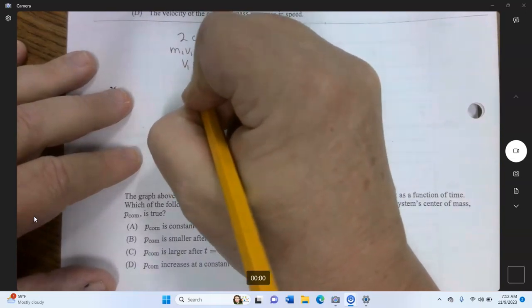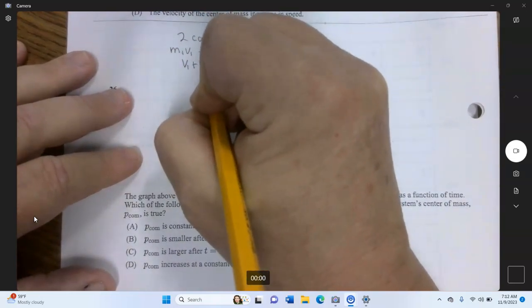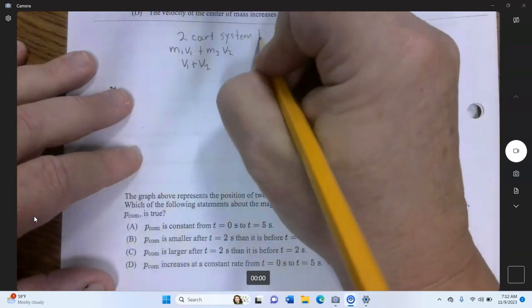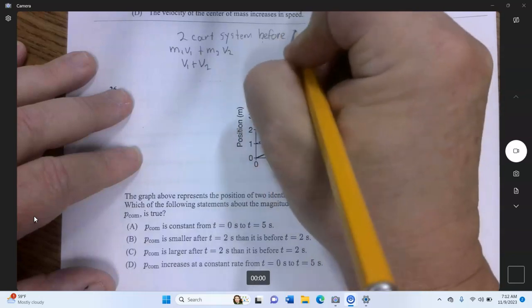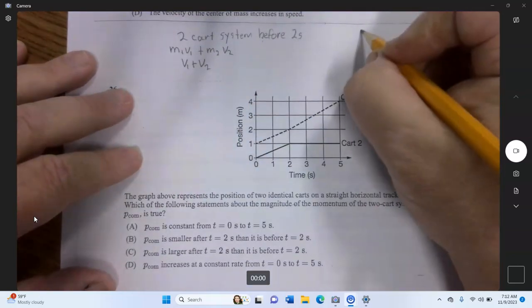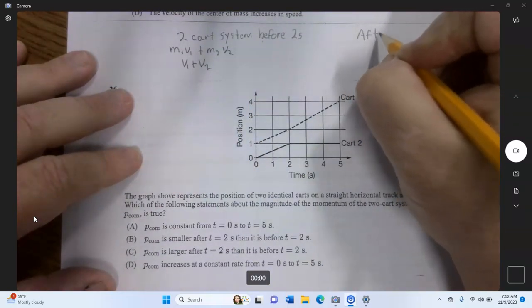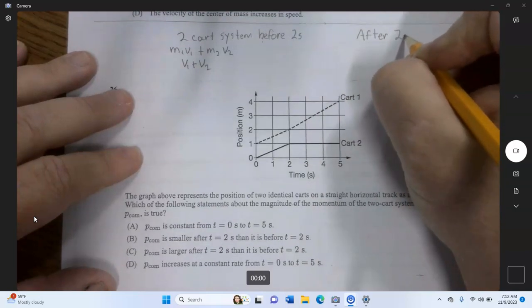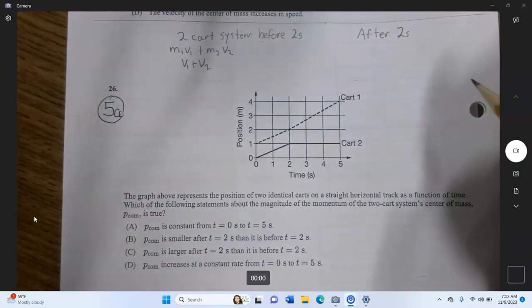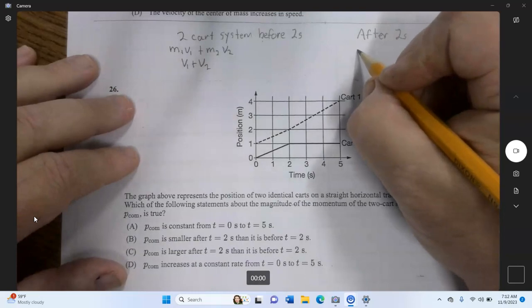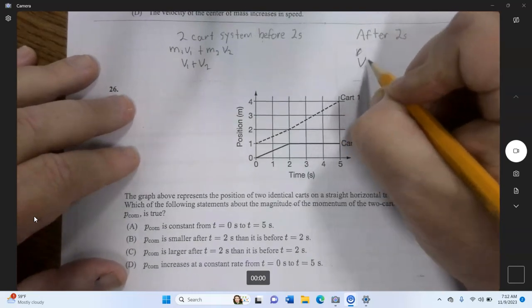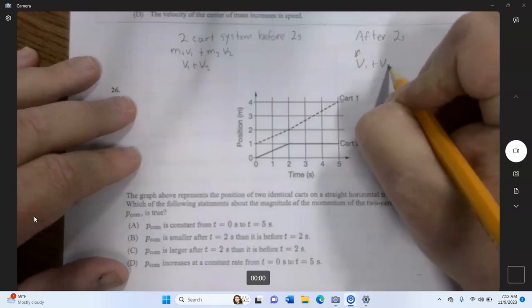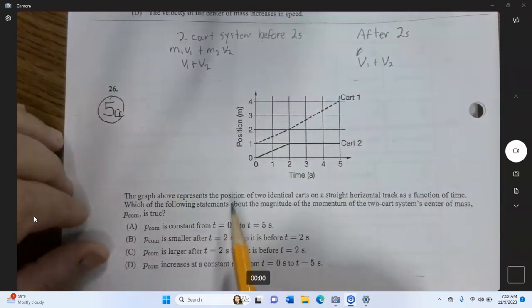V1 plus V2 is the two-cart system before 2 seconds. And over here is after 2 seconds. Okay? So again, we're just going to be dealing with V1 plus V2. So let's look at the V1 and V2 before.